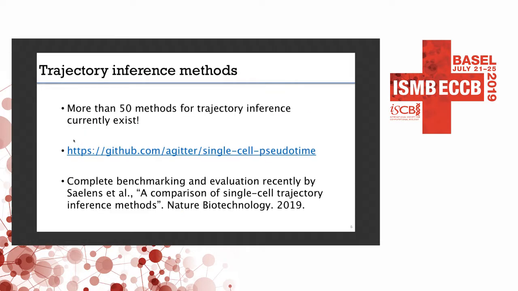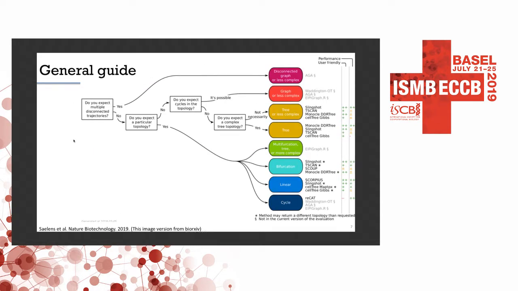So there are actually more than 50 methods for pseudotime reconstruction. If you go to this GitHub page, it lists all the different methods and has links to them. And recently there was a massive effort to benchmark all these methods, and that was published maybe a couple months ago. And so that has recommendations for how to choose these methods. I'm only putting here just one figure from the paper, but if you want a guide to choose how to reorder your cells, I highly recommend reading this paper and going through the different figures they have.